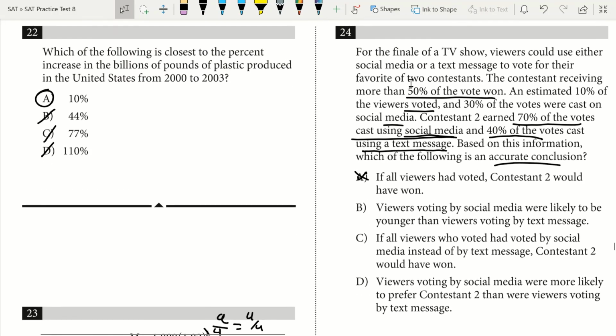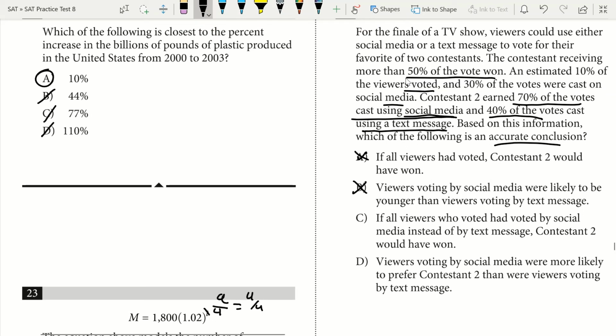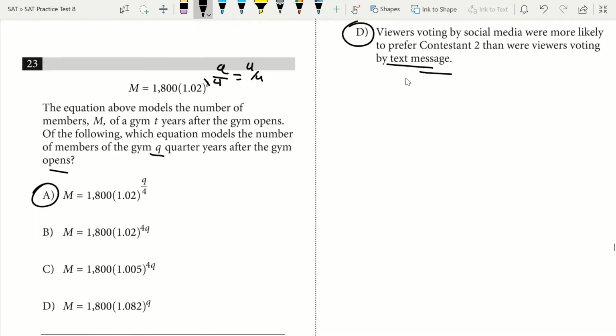And then B, viewers voting by social media were likely to be younger. It doesn't say that, and even though that may potentially be true, we're not told that, so we can't make a conclusion on that. C, if all viewers who had voted by social media instead of by text message, contestant 2 would have won. No, because the means by which you voted does not affect who you voted for. And D, viewers voting by social media were more likely to prefer contestant 2 than viewers voting by text message. This is true because 70% of the votes that contestant 2 earned were from social media and only 40% of her votes were from text message.